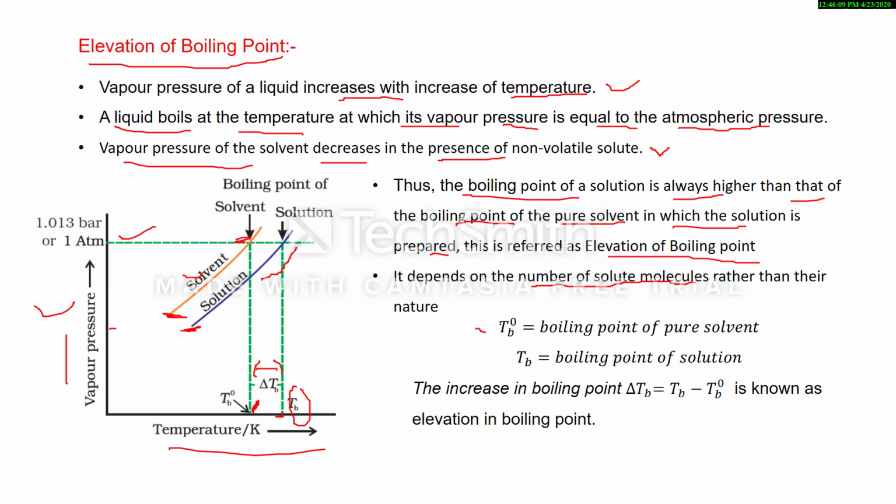If TB naught is the boiling point of the pure solvent and TB is the boiling point of the solution, then of these two, one is higher. We can say TB is higher. The difference is TB minus TB naught, that is delta TB. This is known as elevation in boiling point.